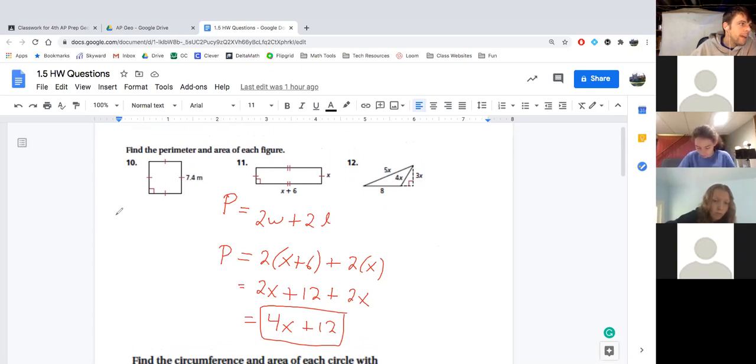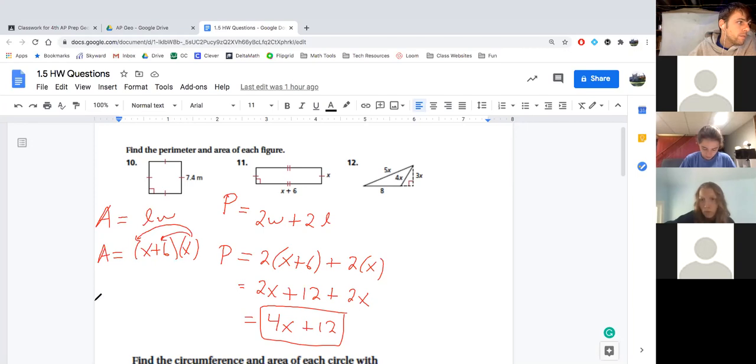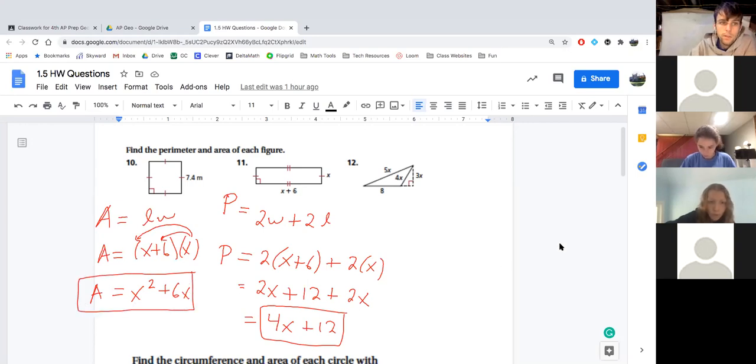And then really quickly, the area. Remember, area is length times width. So these two measurements are my length and my width. So the area is just going to be x plus 6 times x. In this case, I need to distribute that x to both parts here. So I end up with x squared plus 6x for the area. Pretty straightforward. Obviously, keeping our answers in terms of x, not doing anything about actually solving for the value of x. So that's all we get.